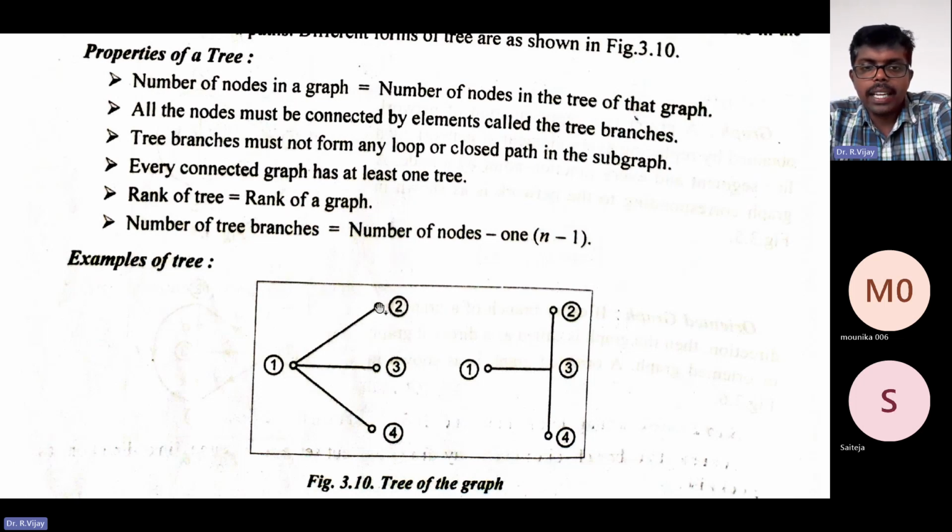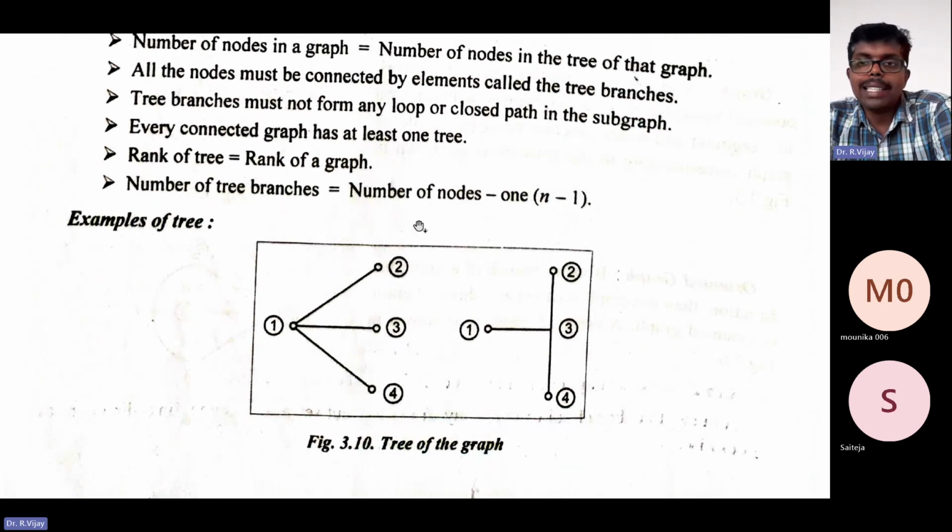Say, for example, here 4 nodes are there. How many tree branches are there? 4 minus 1, so 3. So three branches are there. The number of branches is equal to nodes minus 1, that is n minus 1. So here how many nodes are there? 4 nodes are there. 4 minus 1 is 3, so the number of branches is 3. This you need to remember and understand for solving the problems.